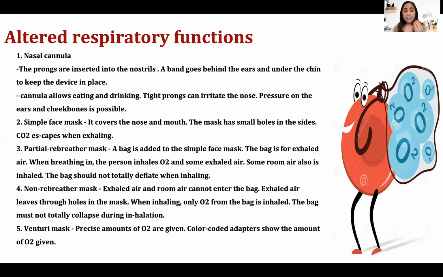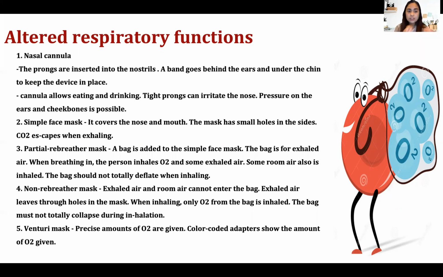Then the cannula allows eating and drinking, as I've told you. Tight prongs can irritate the nose. Pressure on the ears and cheeks is possible. Next, the simple face mask. The simple face mask covers the nose and mouth, and the mask has small holes in the side to let the carbon dioxide escape when you're exhaling.